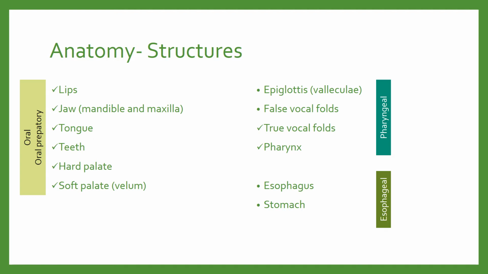and the stomach. So you should see here we have structures important for the oral and oral preparatory phase, and those are all housed in the oral cavity. And then the structures important for the pharynx are located in the pharynx, and they help push that food down into the esophagus and close the airway. And then finally we have the esophageal phase, and the esophagus is of course important for the esophageal phase.